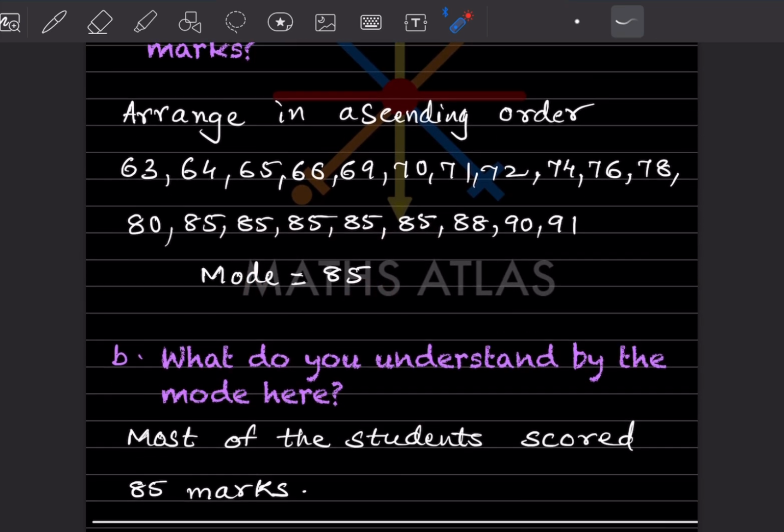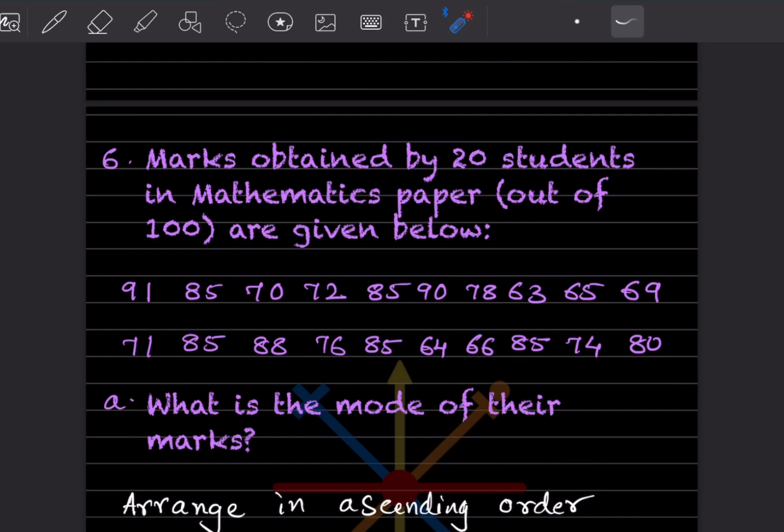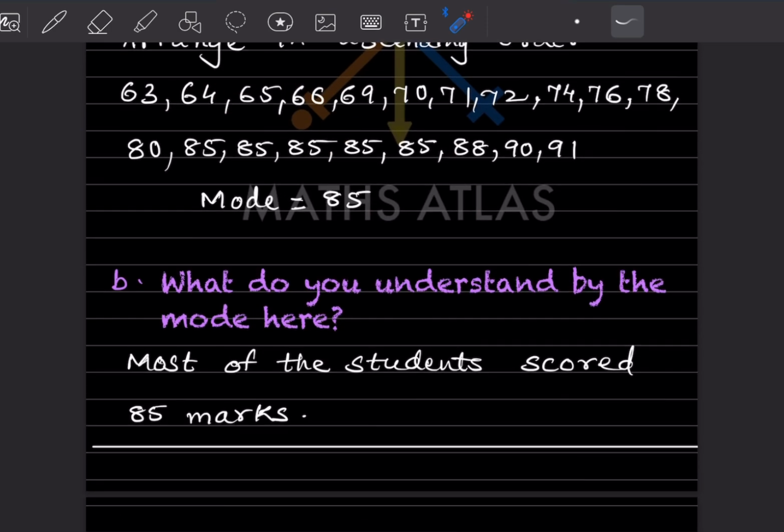So what do you understand by the mode here? So we can say this is the marks obtained by these 20 students. So we can say most of the students scored 85 marks.